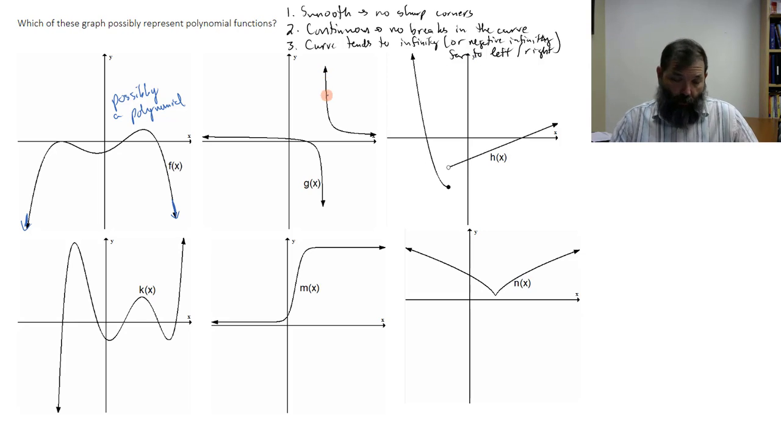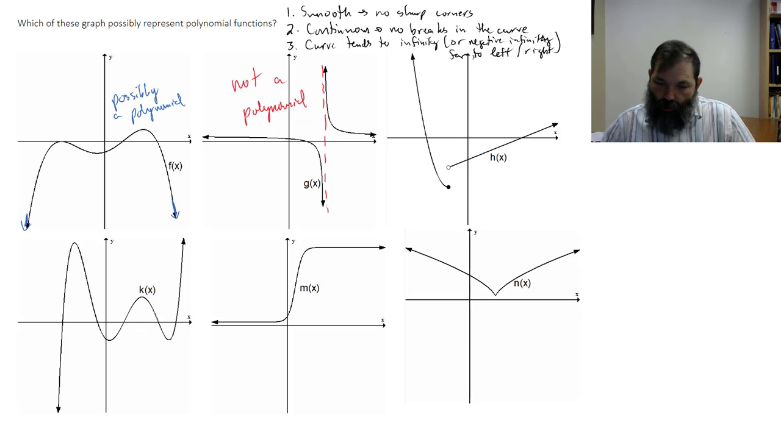What we might learn about later on in a course is that this curve has what's called a vertical asymptote in the curve. And that's a break. That's what we call an infinite discontinuity. This cannot be a polynomial. It has a discontinuity in the curve.